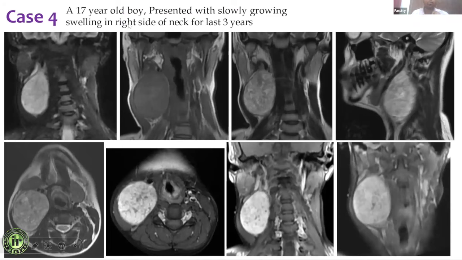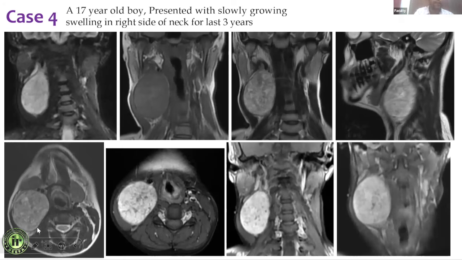This is a 17-year-old boy who presented with a slowly growing swelling on the right side of the neck for the last 3 years. Before going to this type of swelling, first try to localize where the lesion is located, because this is obviously looking benign. It is a very encapsulated, oval to elongated lesion, and it is localized to the right carotid space. We will always compare with the contralateral side in the head and neck.